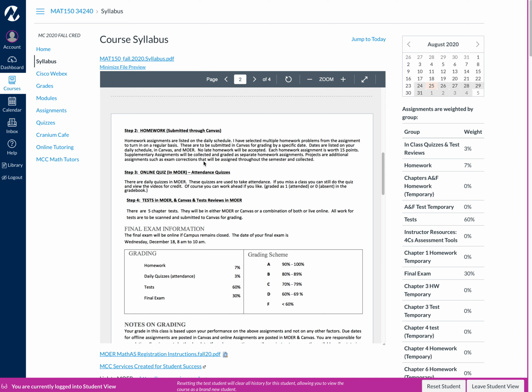So what you will do with the homework, those 5, 6 problems, however many there are, you'll scan those in and you'll submit them in Canvas. And then I will grade them in Canvas, and you can review them there.